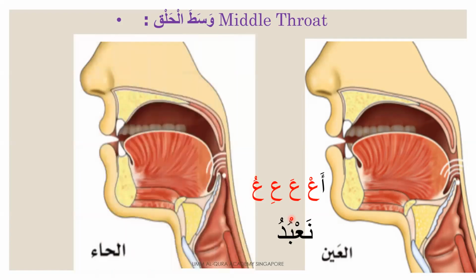Next letter in the middle throat we have al-ha. Ha, he, hu. For this ha, you must give a lot of air to travel to your middle throat. You can feel the air in your middle throat when you're pronouncing it with sukun.